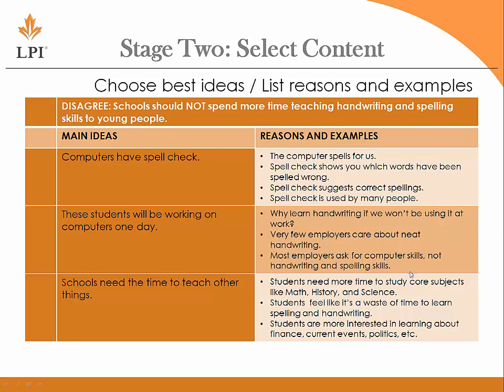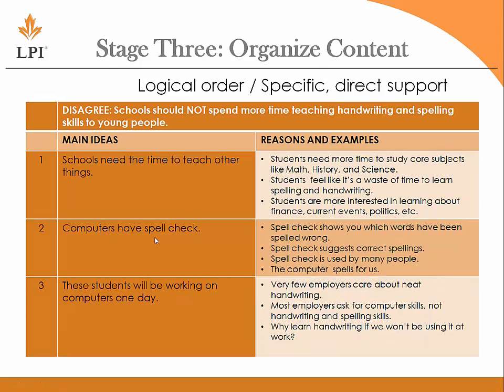Another thing I need to think about here is the order of my main ideas. I feel like maybe I should start with this third point and then go to the first and the second. So now that I have completed stage two, I'm moving to the final stage. I'm organizing my content here. As you may notice, I've shifted the final topic up to the top, and the other two have moved down. Now I've got a plan.